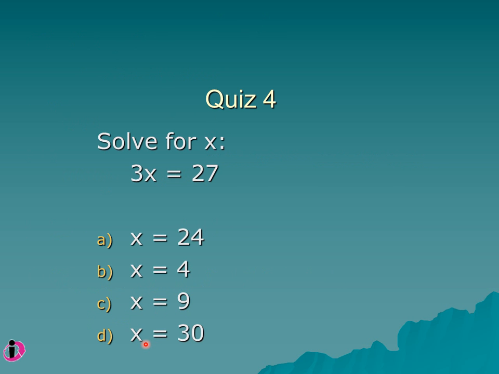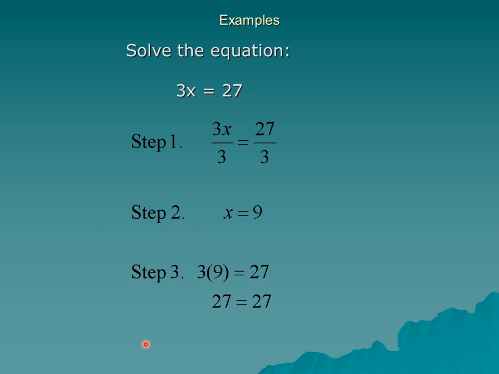Let's try another one. Now this time 3 is multiplied with x, and you want to get rid of 3 because you want to isolate x. To get rid of 3, you just divide both sides by 3, which is simple, right? So you just divide 27 by 3 as well, so it will be 9. X equals 9. Right answer is C, right? We showed here how to solve it.